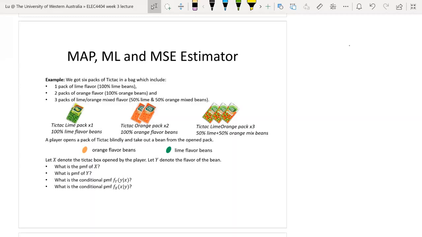So what is the PMF of x? What is the PMF of y? And then what is the conditional PMF of y given x? And finally, what is the conditional PMF of x given y? Just these 4 questions.